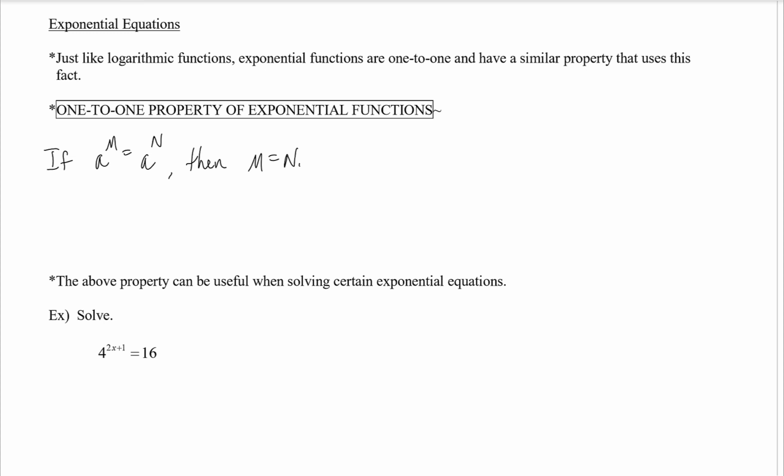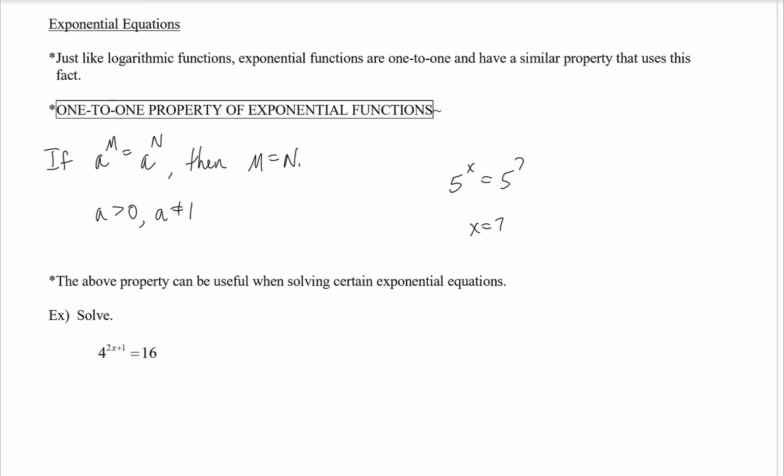Again, same restrictions as always. The base has to be positive. The base cannot be 1. But the exponents can be anything, so we're not worried about that. So this is just simply saying, look, if I've got 5 to the x equals 5 to the 7th, then x has to be 7. There's no other possible value there. 5 to the 7th equals itself, 5 to the 7th.